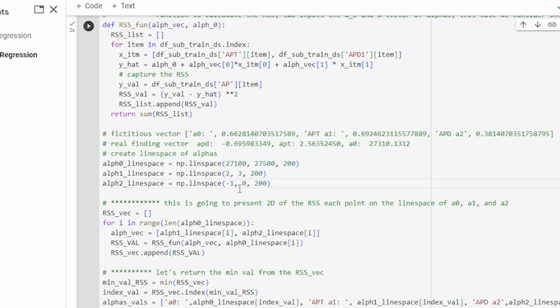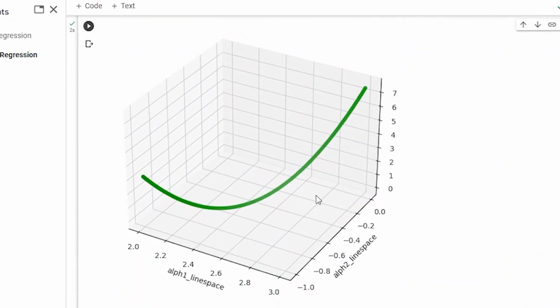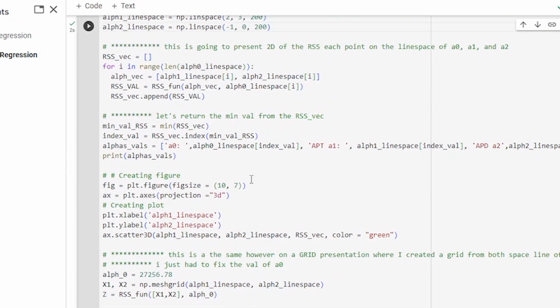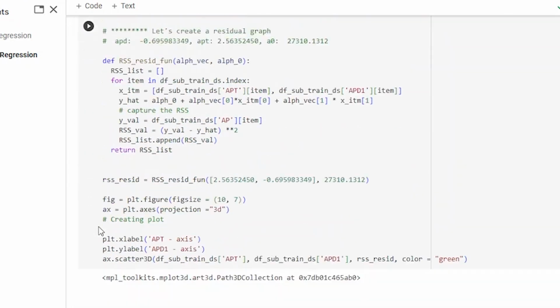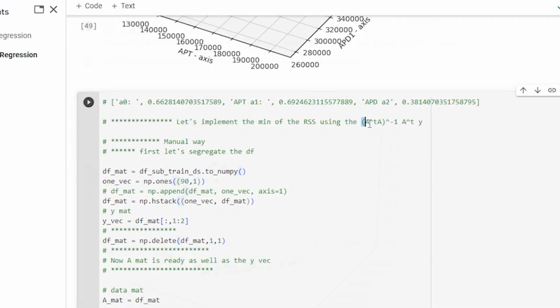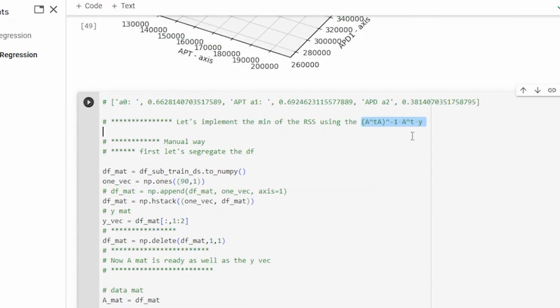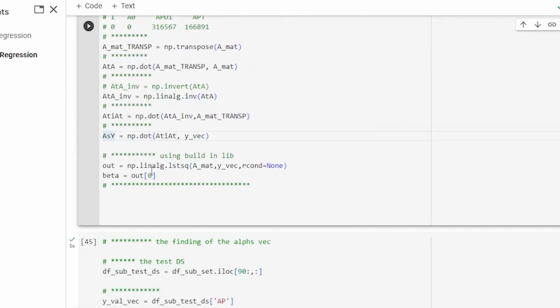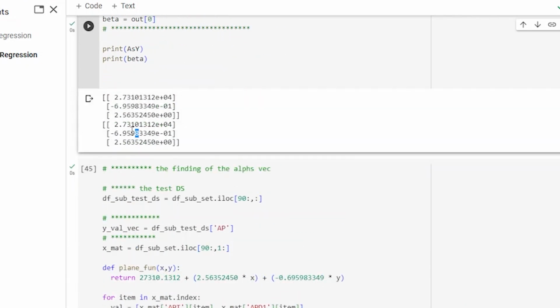Before that, I had chosen different values, and it gave me again a parabola like that, and I captured the minimum, but the model still was very bad because my choices of these alphas were completely random. That's why we needed to minimize that RSS using the minimization problem that we discussed earlier. So the manual way of doing that is the inverse of A transpose A, multiplied by A transpose Y. Alternatively, you could use this built-in function from NumPy. I ran both, and they give exactly identical values, as you can see.